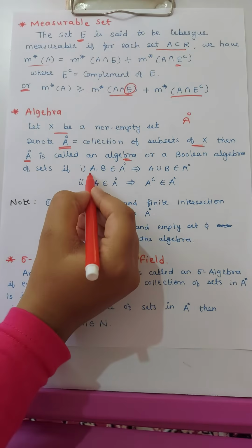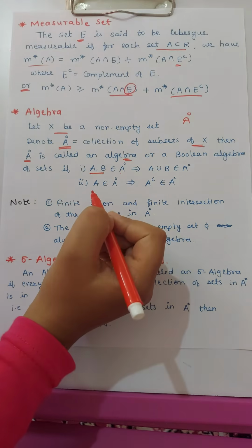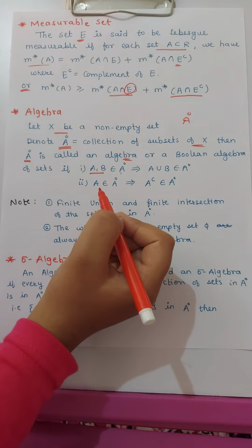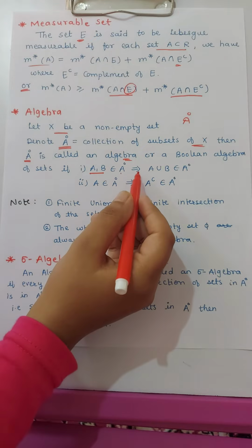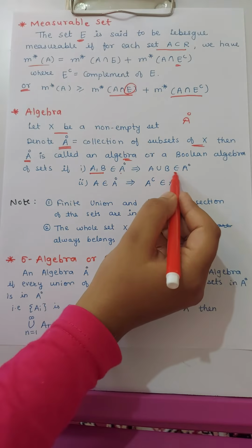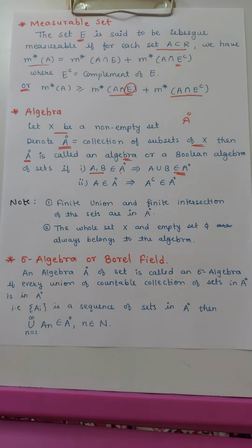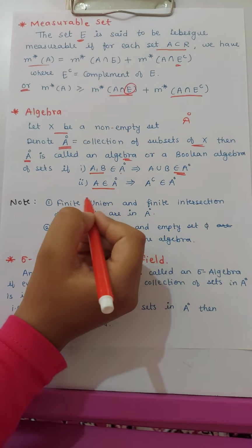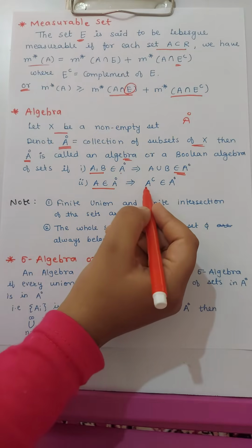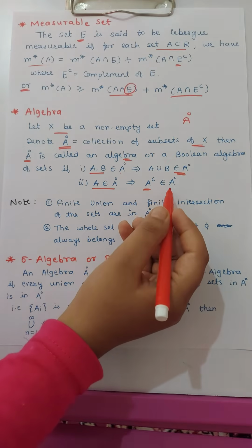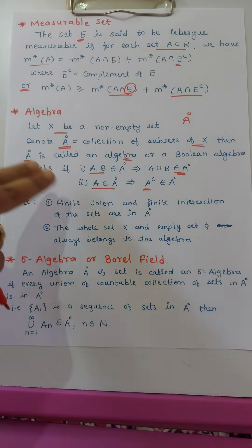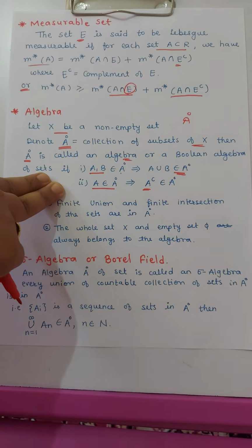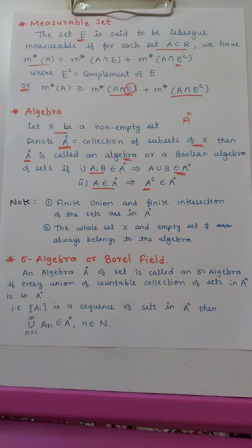That is, for any two sets in this collection of subsets, that is for any A, B belongs to A dot, it implies that A union B also belongs to the same set. And the second condition is for any A belongs to A dot, the complement of it also belongs to A dot. And to find the complement, the universal set is X. So if these two conditions are satisfied, then the collection of subsets of X is called an algebra of sets.